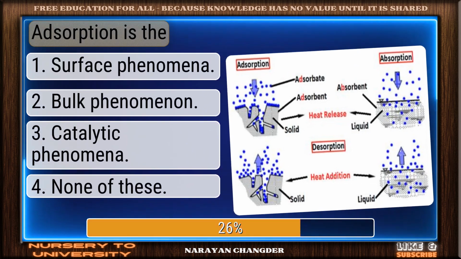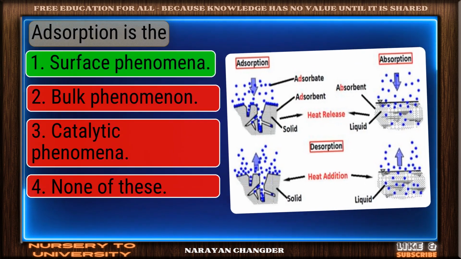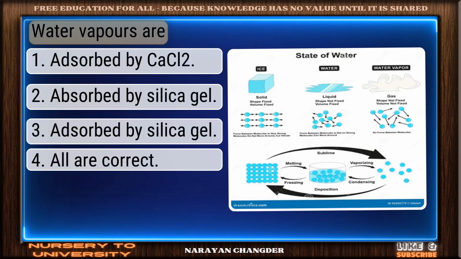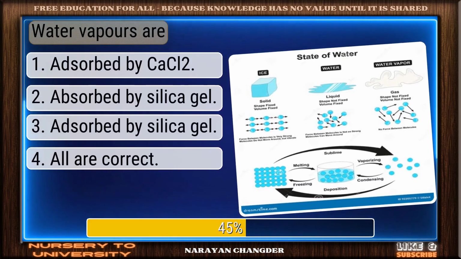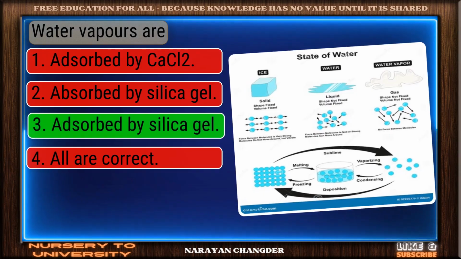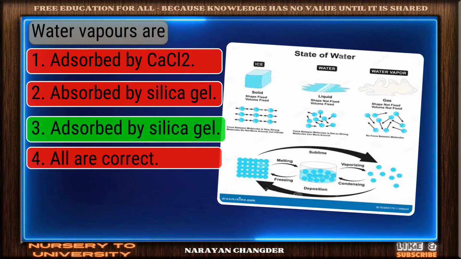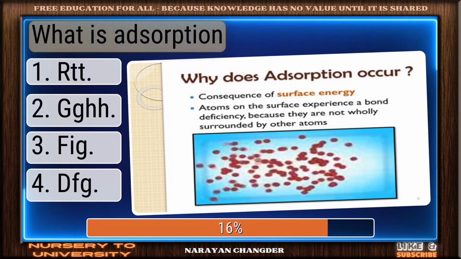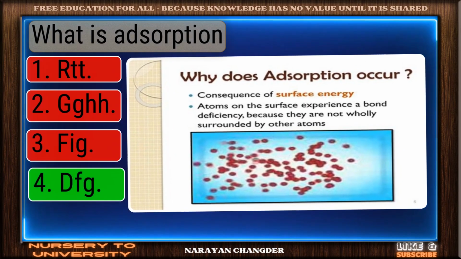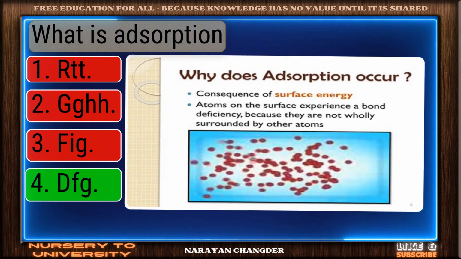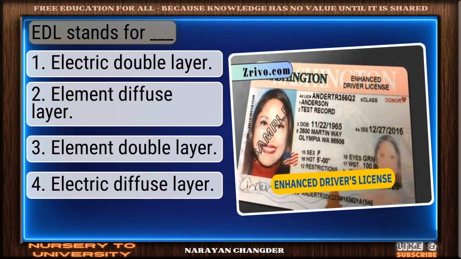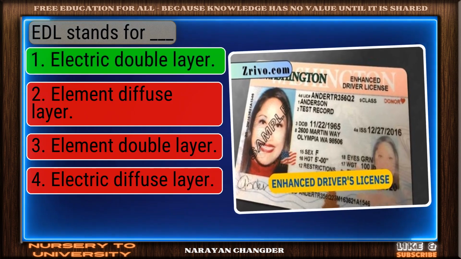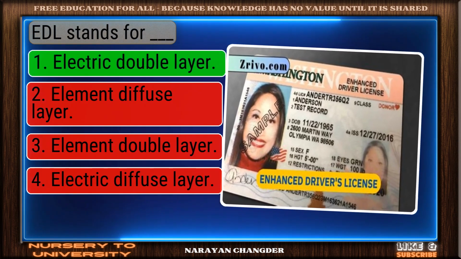Adsorption is the great thinking. Surface phenomena is the right choice. Water vapors are great job. Adsorbed by silica gel is the accurate answer. What is adsorption? On track, Def G is the correct answer. ADL stands for dash. You chose electric double layer, and it is correct.